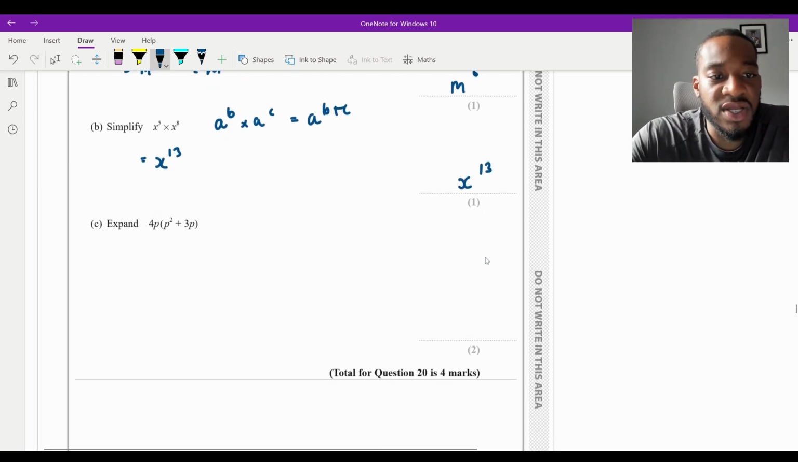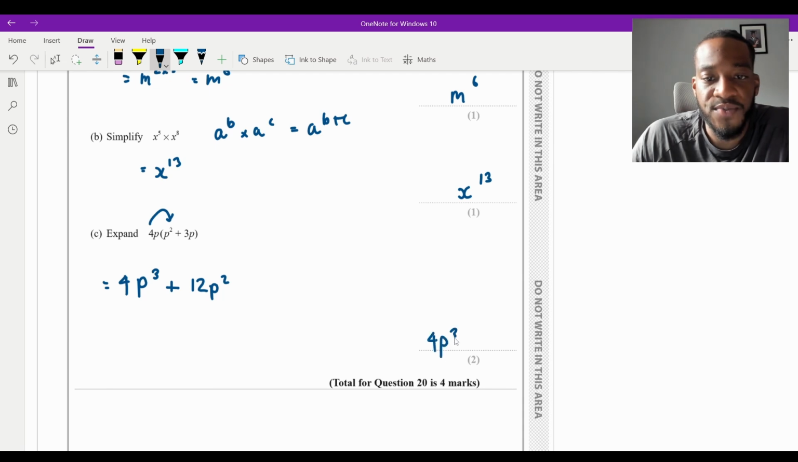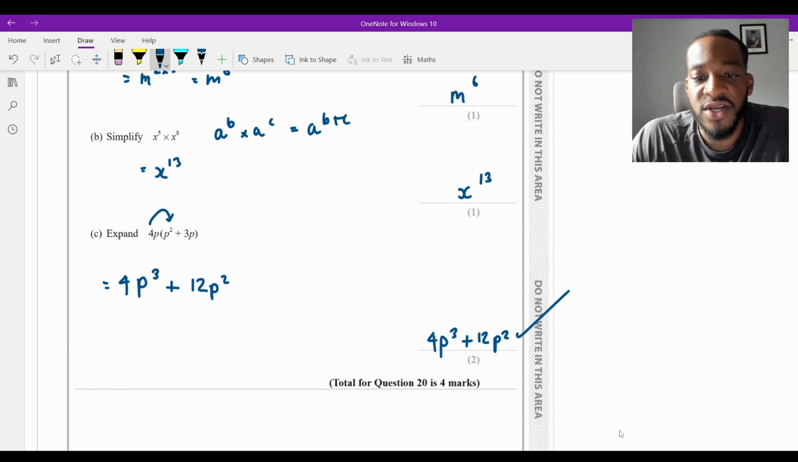And now part C says we need to expand that. So 4p times p squared plus 3p. So again, you start with the thing on the outside and you're going to multiply everything inside. So if I do 4p times by p squared, I have a 4 there. Then I've got p times by p squared. Remember, p is the same as p to the power of 1. So it's going to be p to the power of 3, isn't it? And then plus, we've got 4 times 3, that's a 12. And then we've got p times p, that's p squared. So therefore the answer is just 4p cubed plus 12p squared. And that's it. Question 20 finished.